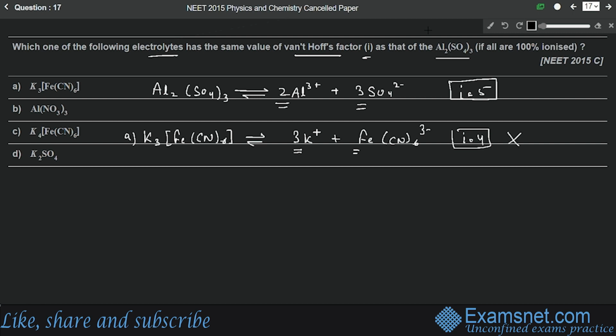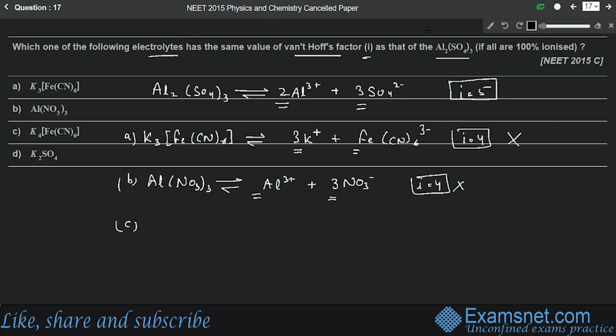Okay. So this will not be the correct answer. Now we will come to the second one. It is AlNO3 3. It will get dissociated into Al3 plus ion and 3 NO3 minus ions. Total number of ions are 1 here and 3 here, 4. So again, Van 't Hoff factor is 4. So this will also not be the correct option because it's not equal to 5. It should be equal to 5, that means the same Van 't Hoff factor as Al2SO4 3.